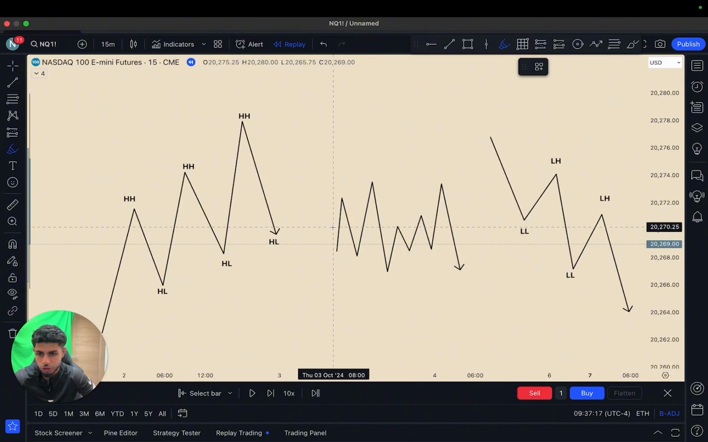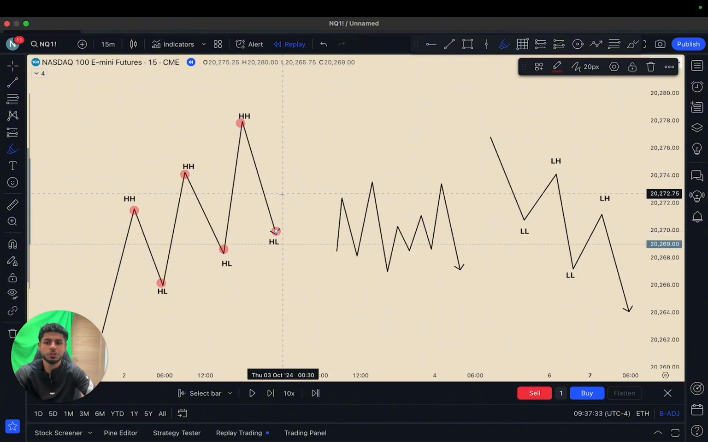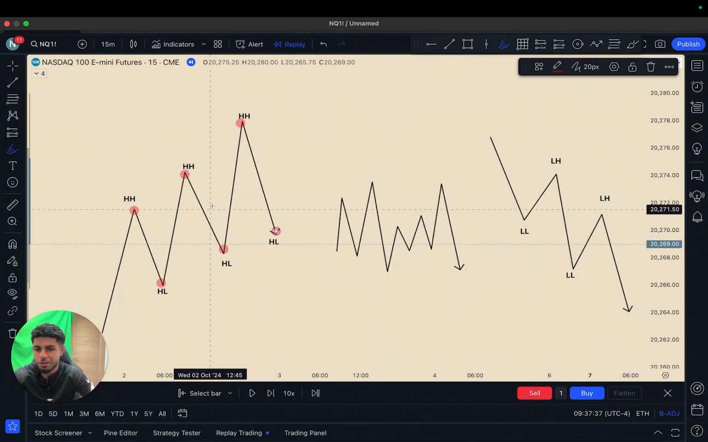Three types of market structure. We have an uptrend, we have a range, and we have a downtrend. A lot of people think it's this simple. We just put in a higher high, a higher low, a higher high, higher low, higher high, higher low. This is how I used to think the market moved. Let's be real. If it was this easy, everybody would be making money. It would be really simple.